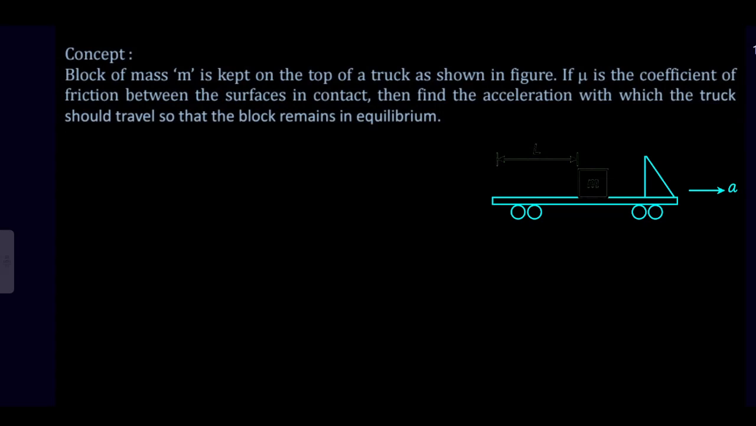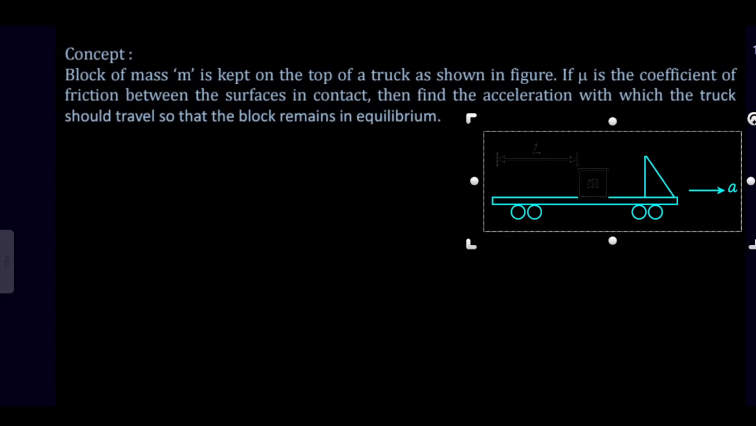A block of mass m is kept on the top of a truck as shown in the figure. If mu is the coefficient of friction between the surfaces in contact, then find the acceleration with which the truck should travel so that the block remains in equilibrium. So here, this side is open, the back side is open.